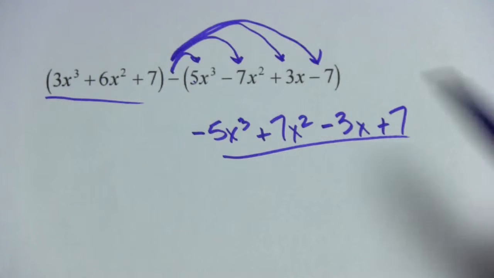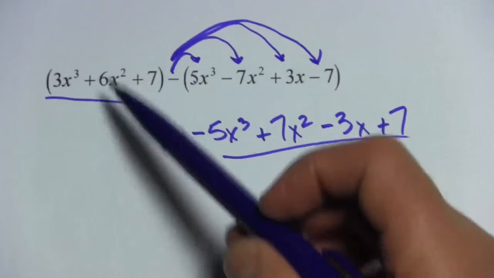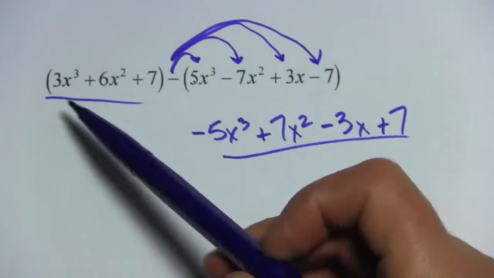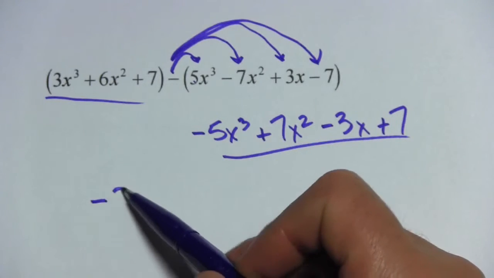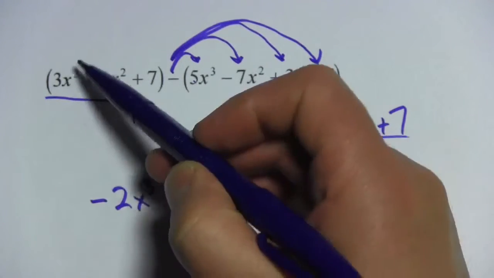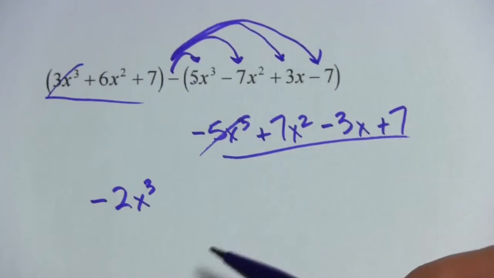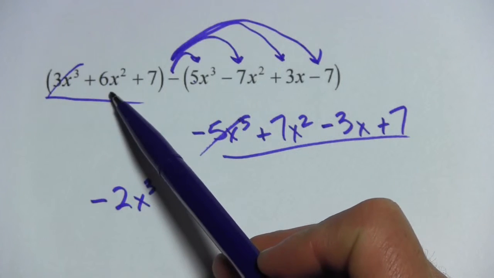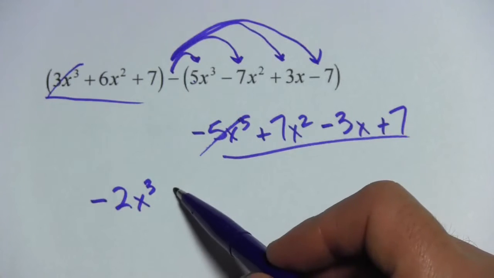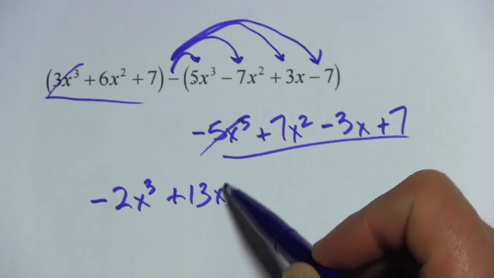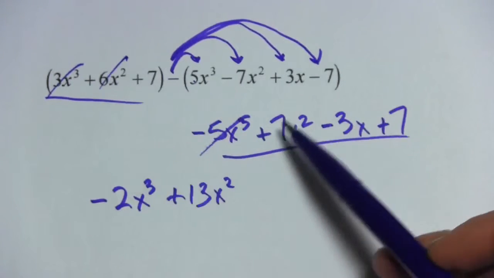So let's go ahead and find the highest term first. x to the third looks like it's the highest term. We've got a positive 3 and a negative 5. So that's going to be a negative 2x to the third. Cross those off. We've got an x squared term here, a positive 6 and a positive 7. So that's a positive 13x squared that those two add up to.